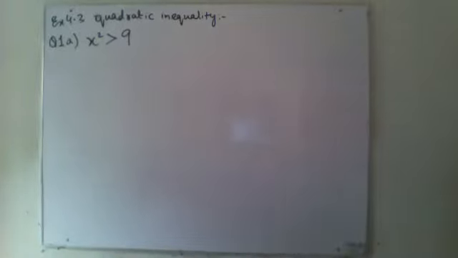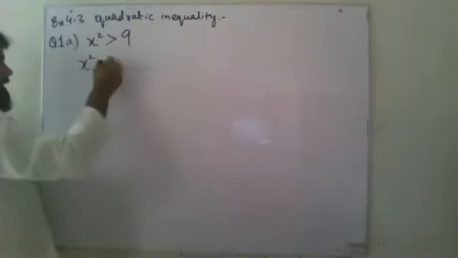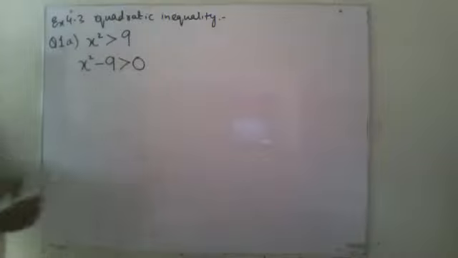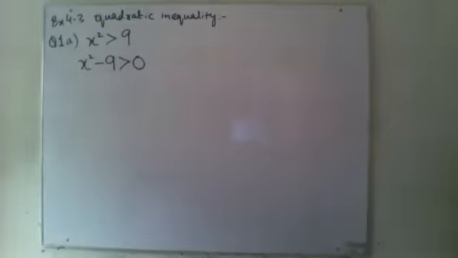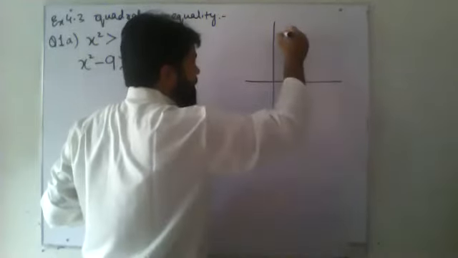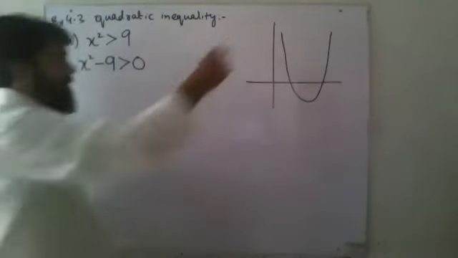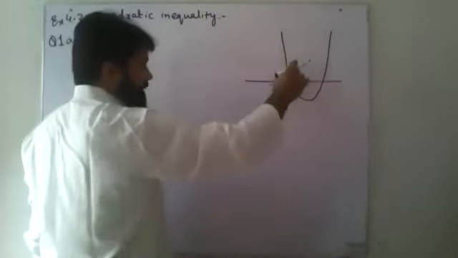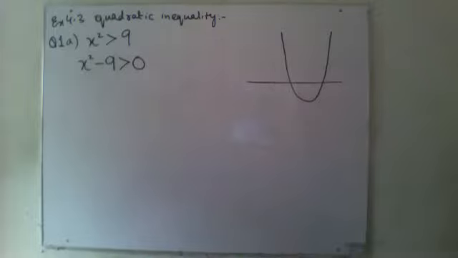So I made it x square minus 9 greater than 0. The coefficient of x square should be positive 1, and that I have got over here. When the coefficient of x square is positive 1, it means that I will have something like this over there. I'm not drawing this line, I'm just leaving it like this. This type of graph will be there.